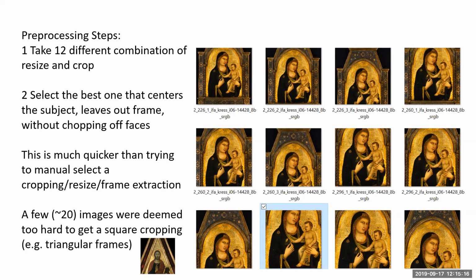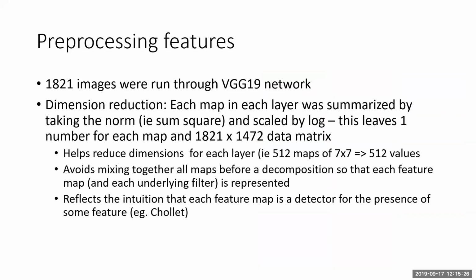A few images were just, there were even some frames that were triangular, and there's really no way to get a little square out of that which captures the image. So I threw out some images. And then I ran these through the network. And I had this other question.